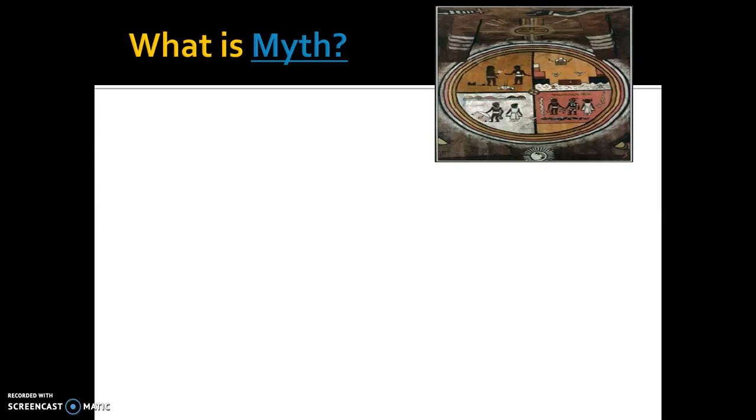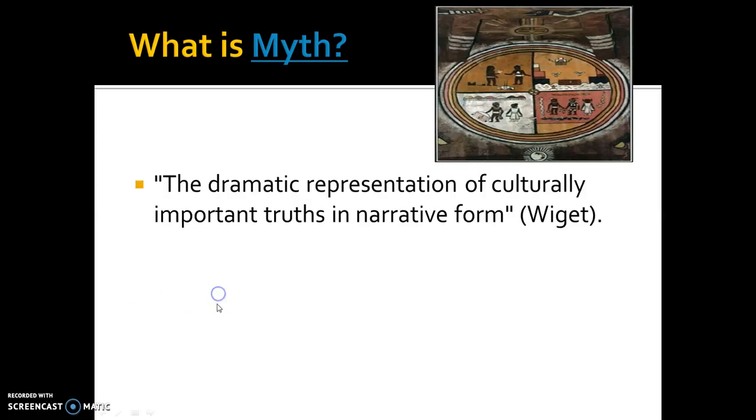Again, culture has to be shared between a group. Myths are the same way. And by examining a group's myths, their folk tales, their fairy tales, which we'll kind of lump together, we can learn a lot about that group's beliefs and values.